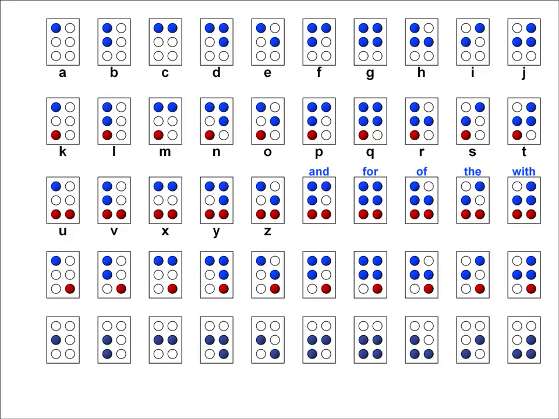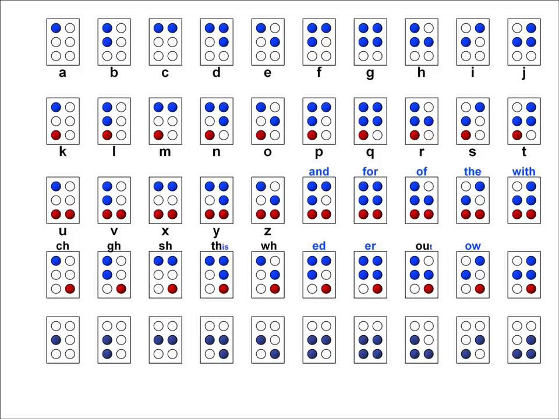The row with dot 6 raised represents two-letter contractions such as CH, GH, SH, etc. Contractions, by the way, are just a way of shortening words so that you don't have to use as many Braille cells to write them. In other words, instead of expanding the word, we want to contract it to save space.